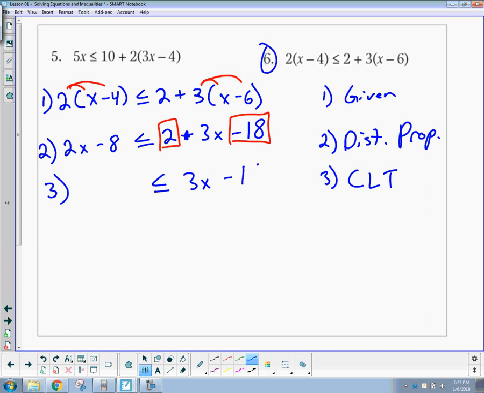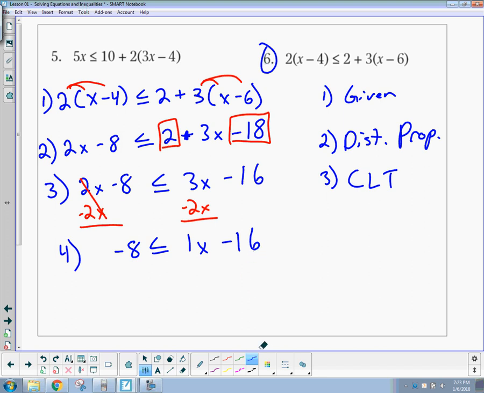Again, move your letters to one side. Move the smaller one, so minus 2x. Those cancel. Bring down your leftovers. So negative 8 less than 3 minus 2 is just 1x minus 16. Oh, forgot to put the reason. We subtracted, so 4 is going to be sub.